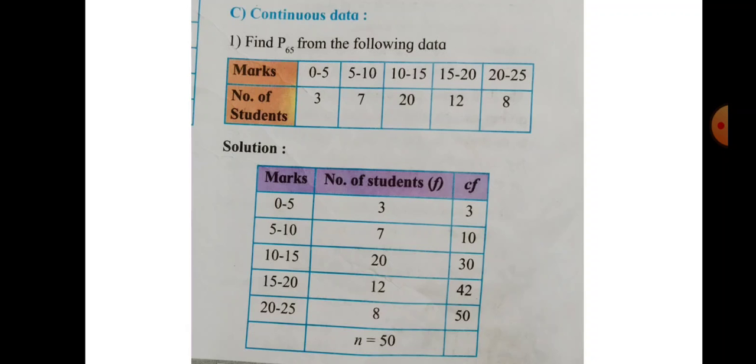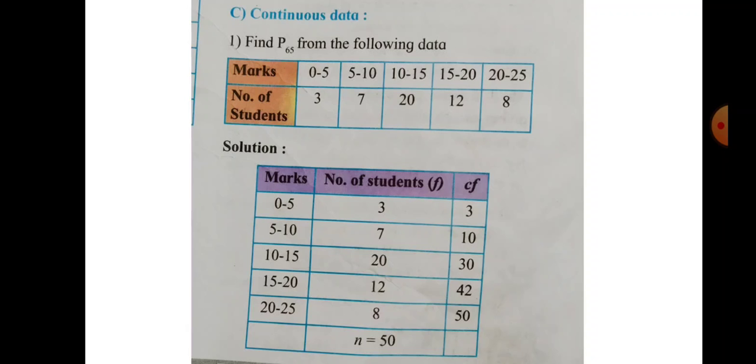Now let us see. In the next table, in the first column they have given marks: 0 to 5, 5 to 10, 10 to 15, 15 to 20 and 20 to 25. In the second column, the number of students, that is frequency: 3, 7, 20, 12, 8. After that you have to create the cumulative frequency column, less than type. How to find the cumulative frequency? You know very well. Write the first number as it is, that is 3, 3 plus 7 is 10, 10 plus 20 is 30, 30 plus 12 is 42, 42 plus 8 is 50.